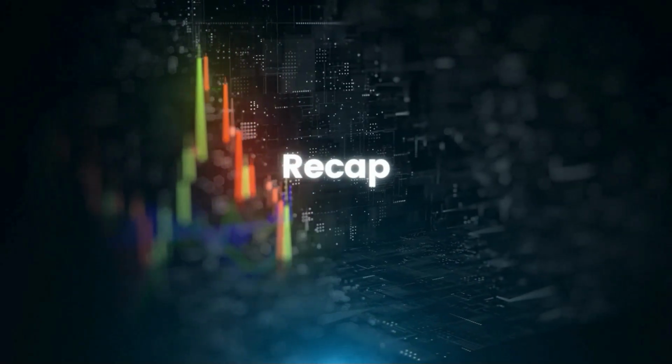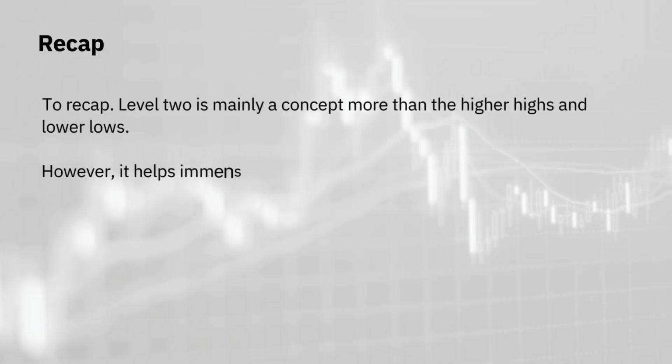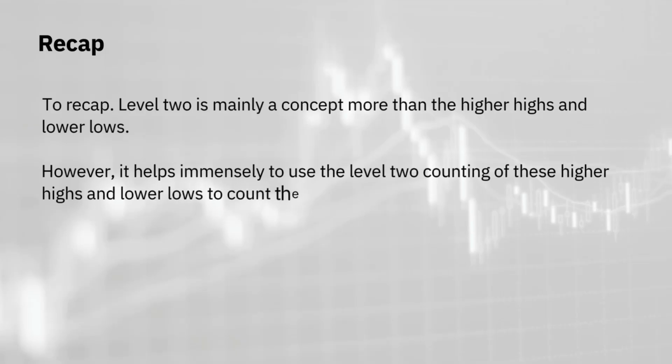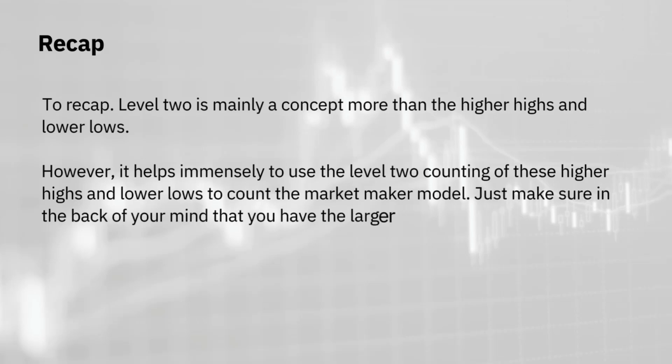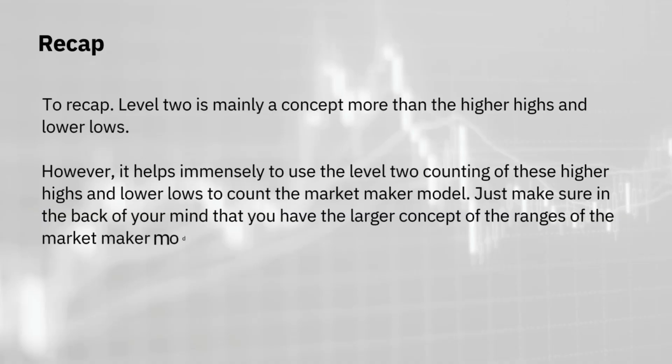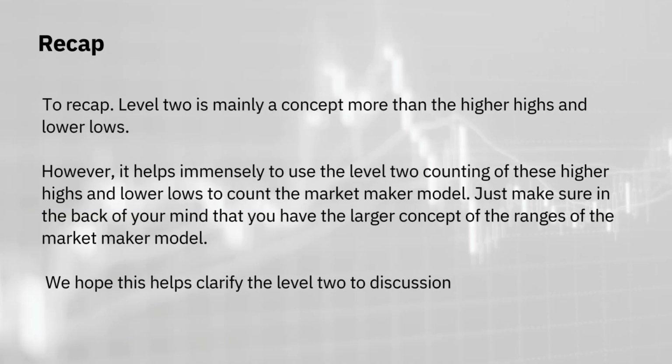Recap. To recap, level 2 is mainly a concept more than the higher highs and lower lows. However, it helps immensely to use the level 2 counting of these higher highs and lower lows to count the market maker model. Just make sure in the back of your mind that you have the larger concept of the ranges of the market maker model.